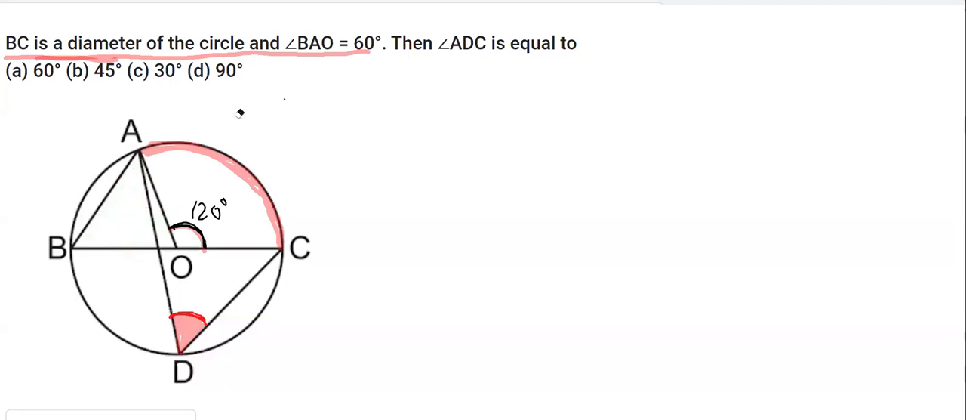these two angles are made by the same arc, one at the center, the other on the remaining part of the circle. So using the alternate segment property, the angle subtended by an arc at the center is twice the angle subtended by it on the remaining part of the circle. Therefore, this angle will be half of 120, that is 60 degree. So our correct answer will be 60 degree.